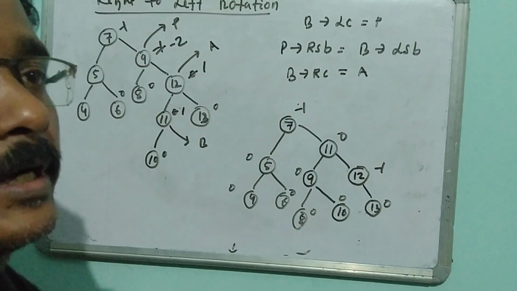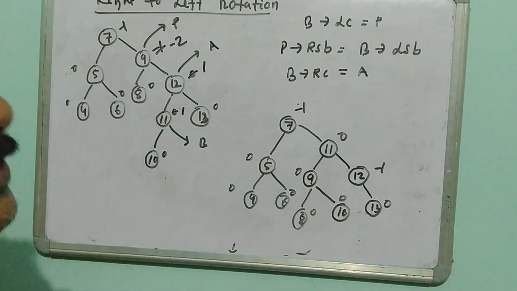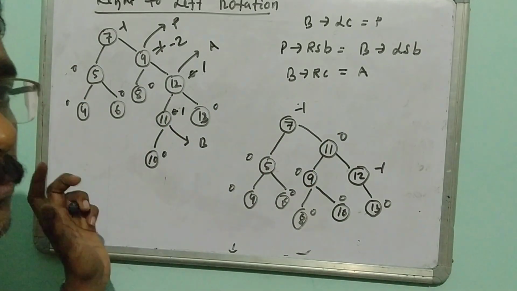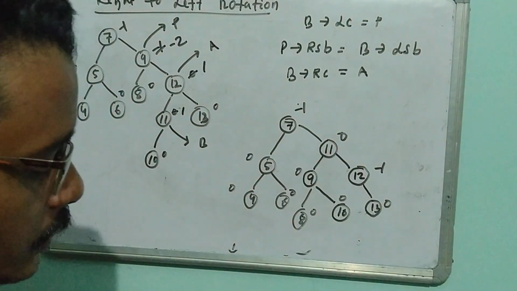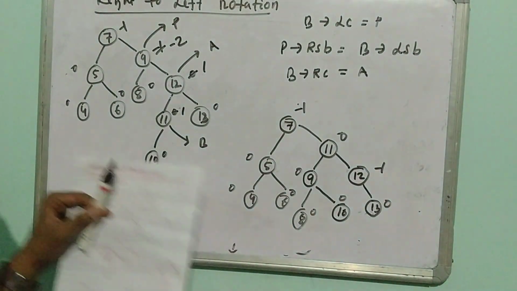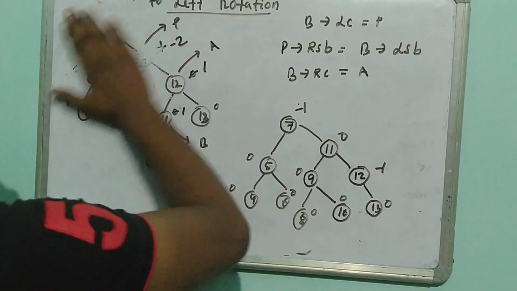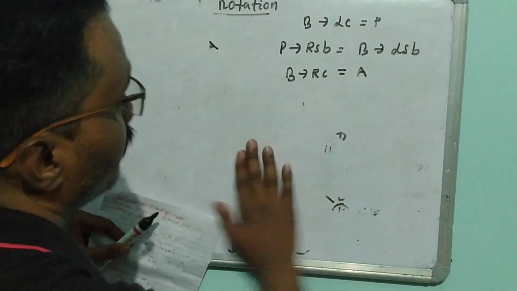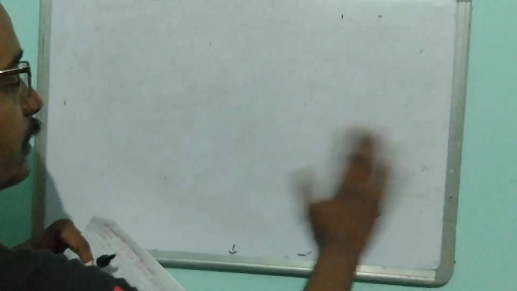This is the very important part: how to construct an AVL or height balanced tree. Certain nodes are given, and we have to make a height balanced tree from these nodes. In the last part we have an example to complete this very important topic called height balanced tree. So let some nodes be there.